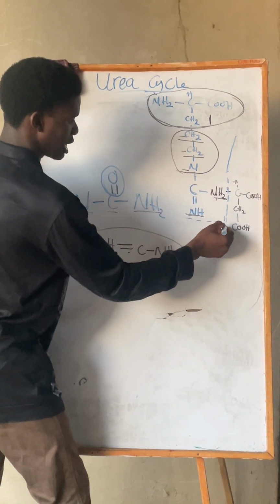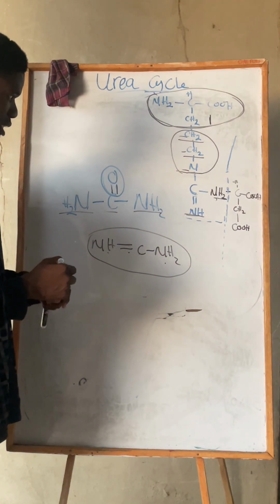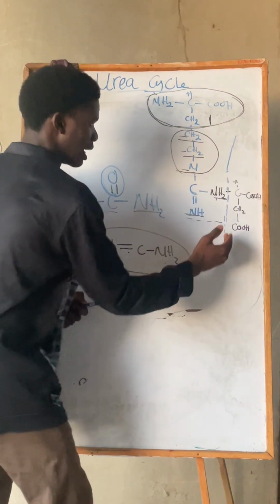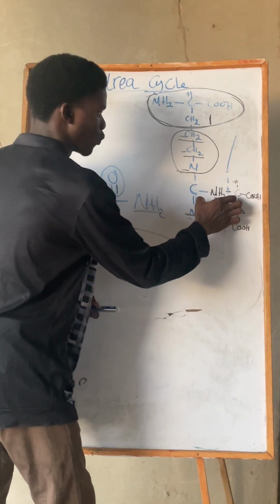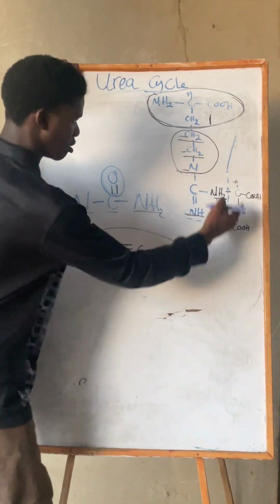That is breaking this guy here. If I break this guy here, I can get the structure of arginine. Do you understand it? So the moment I break this guy, I'm going to get the structure of arginine. So now let's look at this remaining guy. Let me draw this remaining guy out.